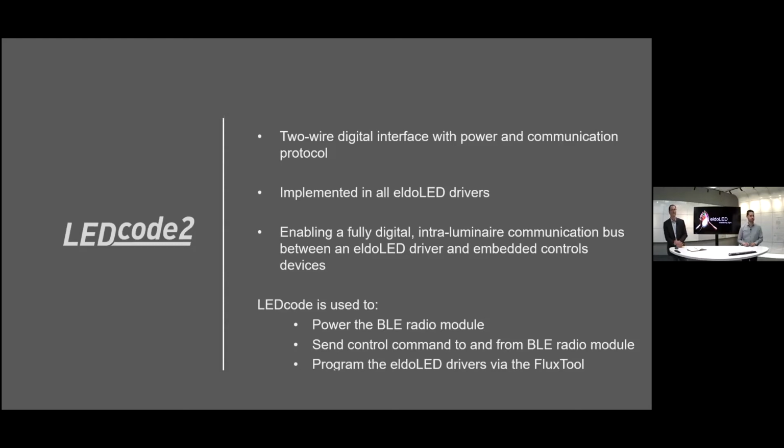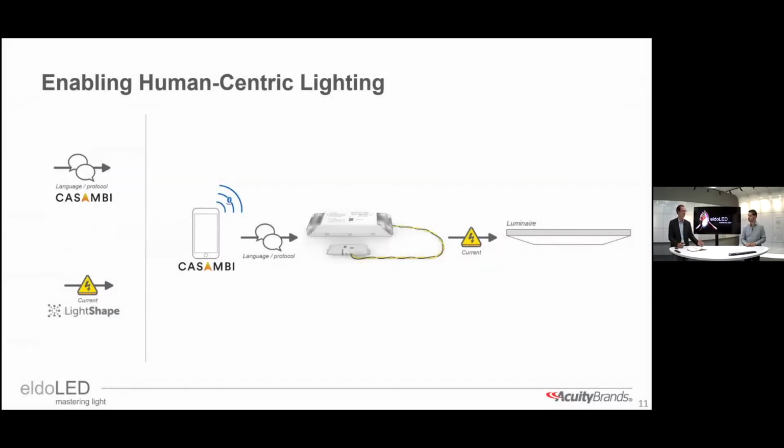Okay, so very good. So that's the hardware story. That's how to get to that solution. Let's now look at, from a system perspective, how do I enable that human-centric lighting, right? I need the controller, I need the driver and the radio, which is connected to the luminaire or to the LEDs inside the luminaire. Yeah. So Casambi is the language, the protocol that talks to the driver through the radio and sends a command like go to a certain intensity level, go to a certain color temperature. What's the driver doing with that? And I see LightShape mentioned there, right?